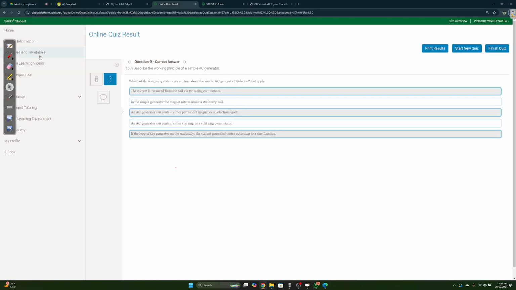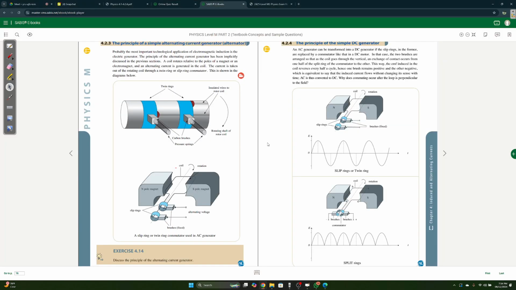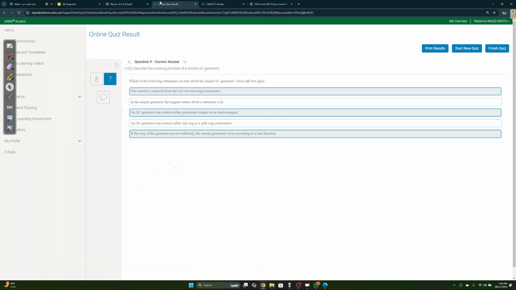Okay, look, question 9. What's true about the simple AC generator? In the AC generator, you need to know the current is removed from the twin ring commutator. The twin ring is the slip ring. Why do we call it twin? Because we have two. Let me open the ebook. If you go to the ebook, it's over here. We have two of them, right? That's why we call it twin.